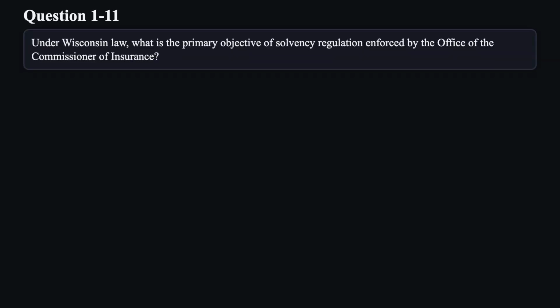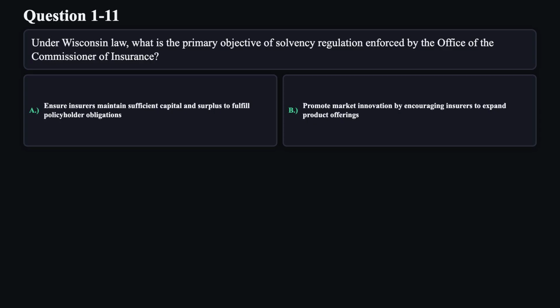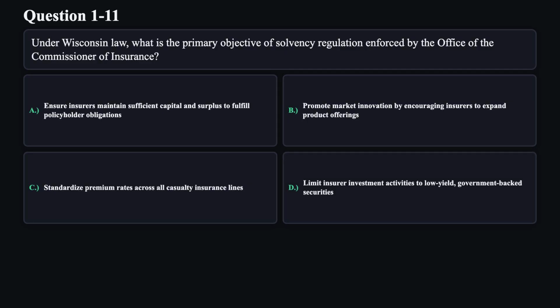Question 11. Under Wisconsin law, what is the primary objective of solvency regulation enforced by the Office of the Commissioner of Insurance? A. Ensure insurers maintain sufficient capital and surplus to fulfill policyholder obligations. B. Promote market innovation by encouraging insurers to expand product offerings. C. Standardize premium rates across all casualty insurance lines. D. Limit insurer investment activities to low-yield government-backed securities.